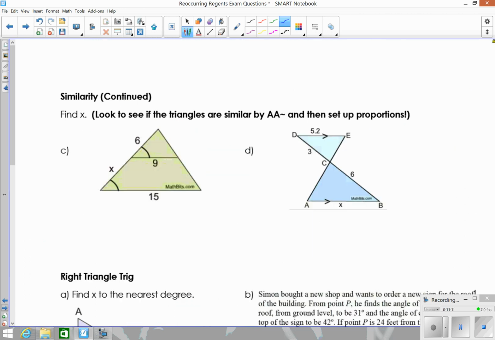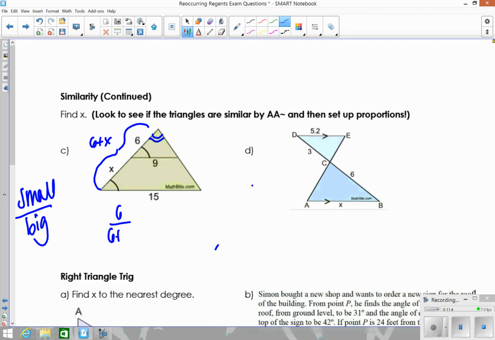Next example, again, continued with the similar triangles. Look to see if they're similar. Well, in this case, yes, again, they are similar because you have the reflexive property and they already marked the congruent corresponding angles. So again, you're going to do small triangle to big triangle. So 6 corresponds to this entire side, which is 6 plus x. And that equals 9, which corresponds to the big triangle's bottom, which is 15.